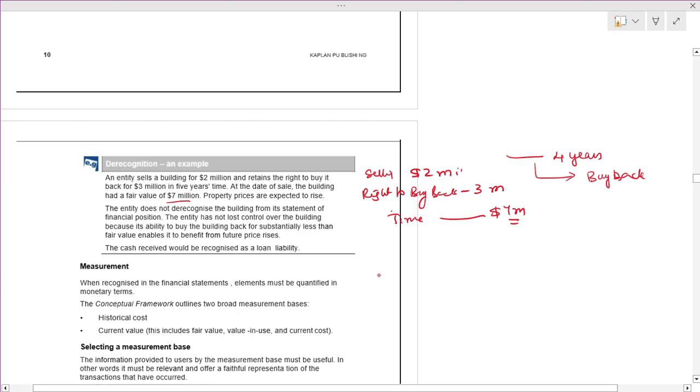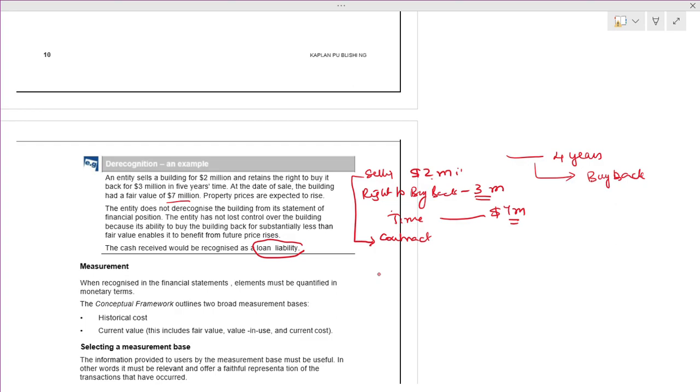Now what happened? That is very important. When you sell at 2 million but you have the right to buy back, this is still in the contract. The cash which you are going to receive will be recognized as a loan liability, because maybe he will sell you back or he will not sell you back.